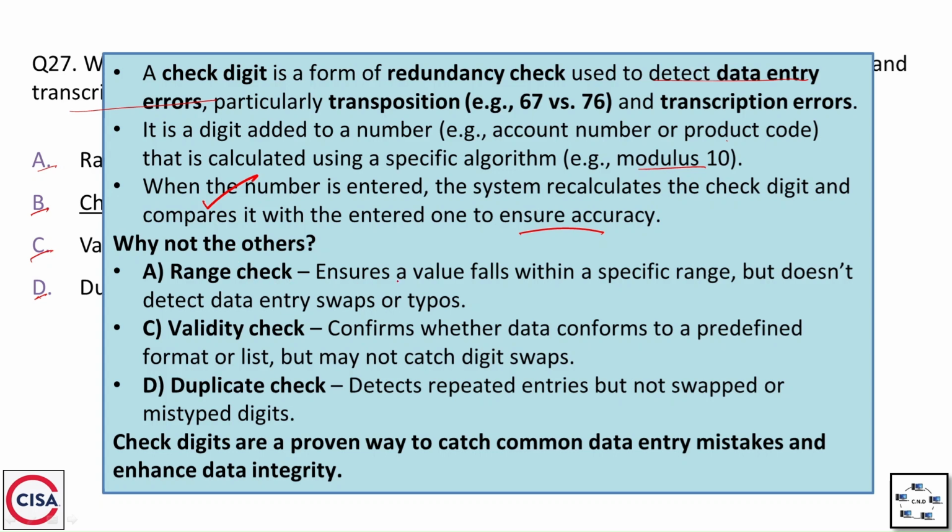Option A, range check ensures a value falls within a specific range but does not detect data entry swaps or typos. Option C, validity check confirms whether data conforms to a predefined format or list but may not catch digit swaps. Option D, duplicate check detects repeated entries but not swapped or mistyped digits. So check digits are a proven way to catch common data entry mistakes and enhance data integrity.